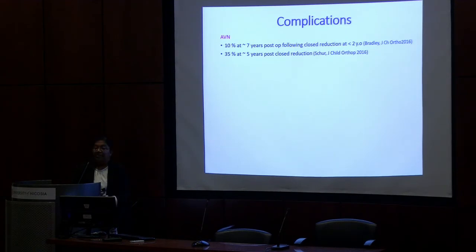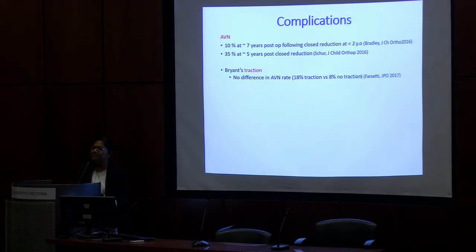So, the major complication of treating hip dysplasia is AVN. There's a 10% risk in one study when they followed people up about 7 years following closed reduction. However, there's another study that found a much higher risk, about 35%. So anywhere from 10 to 35%, which is not insignificant.